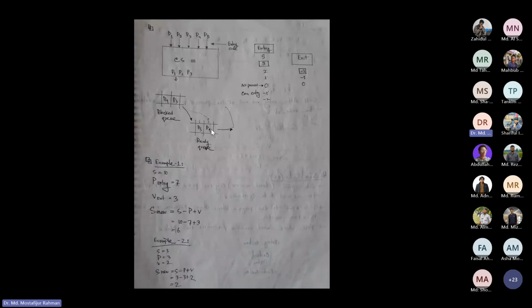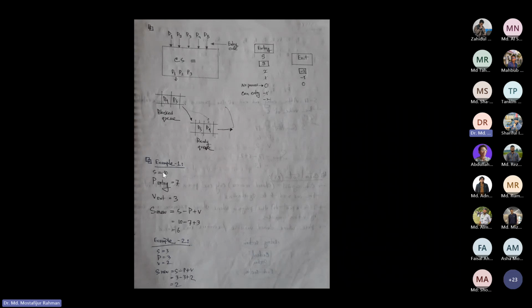If P2 completes, it increases the value of the semaphore, then P5 comes out from the blocked queue and goes into the ready queue. In this way, the processes can access the critical section easily.